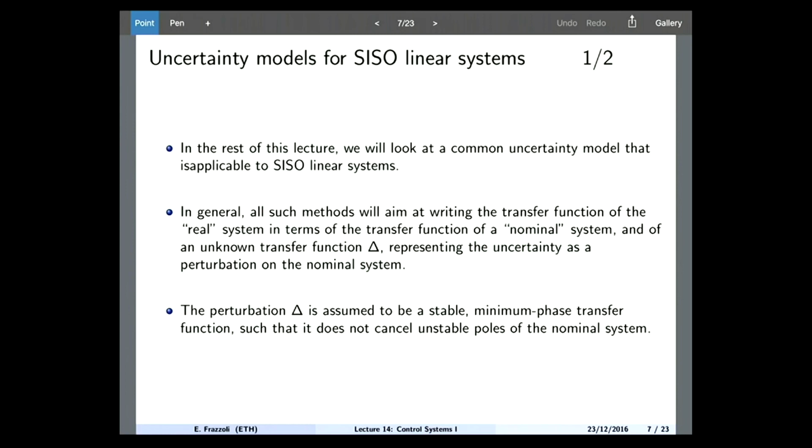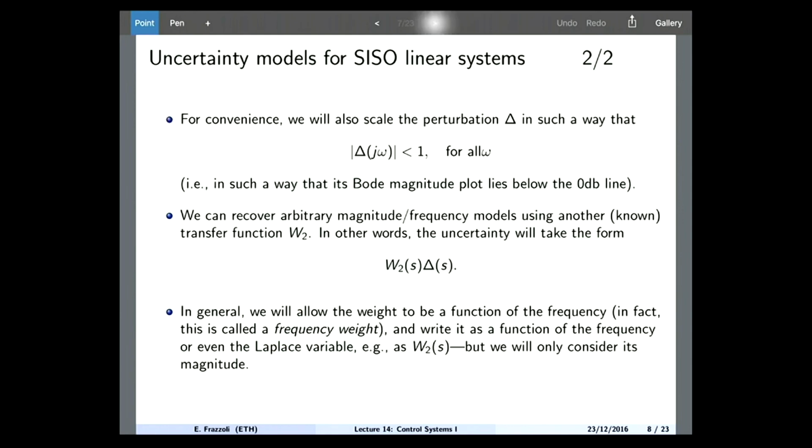Now, the way that we represent delta is something that we assume is a stable minimum phase transfer function, and that does not cancel the unstable poles of the nominal system, okay? Also, what we will do is we scale the perturbation in such a way that the magnitude of the perturbation is always less than 1. You can always multiply by some k, okay?